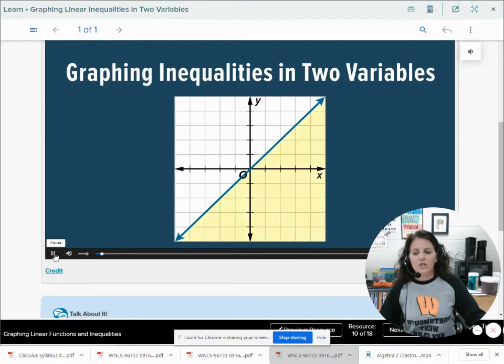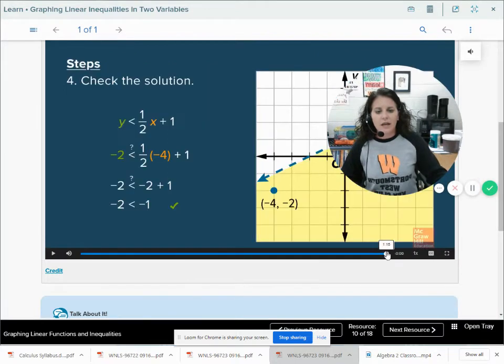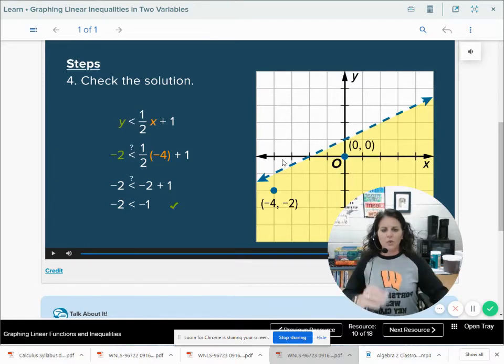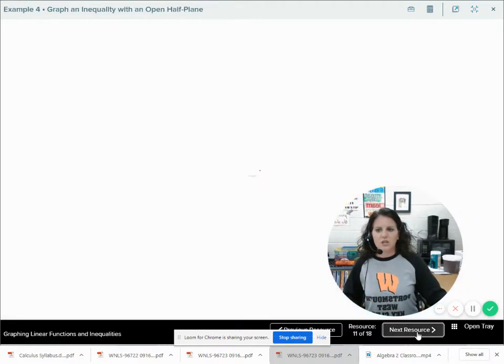That's why we don't want to include that point on our line, or why we don't want to make it a solid line, because none of these points on that line are true. If it said less than or equal to, then we would make a solid line, and that would be true. 1 is less than or equal to 1. It's equal to it. So that's the difference in why we would use the solid and the dashed line.